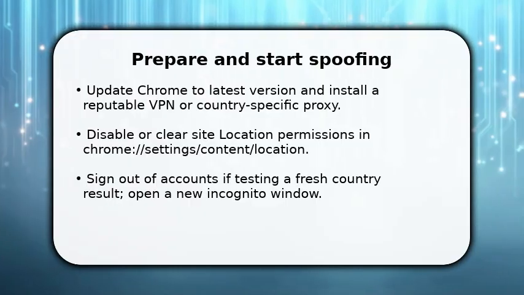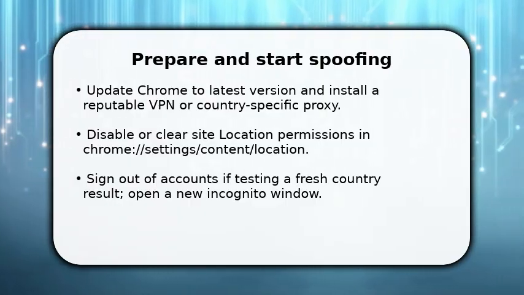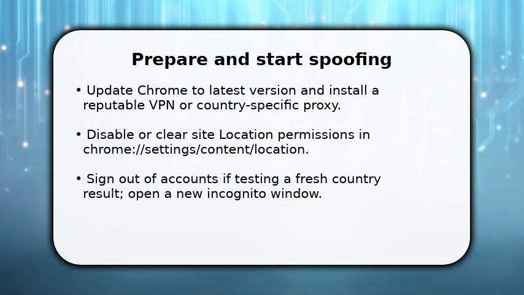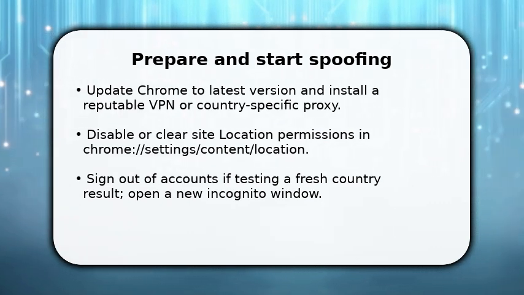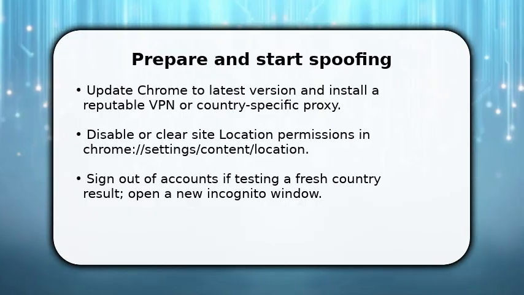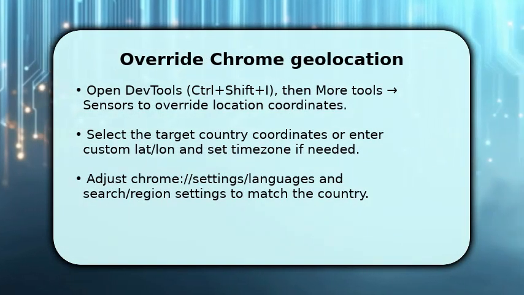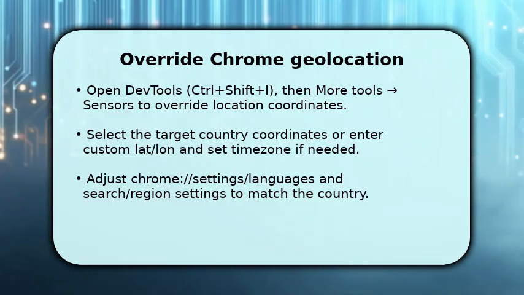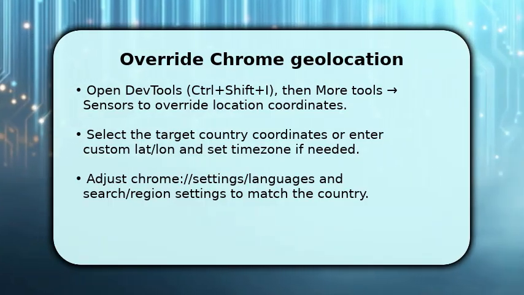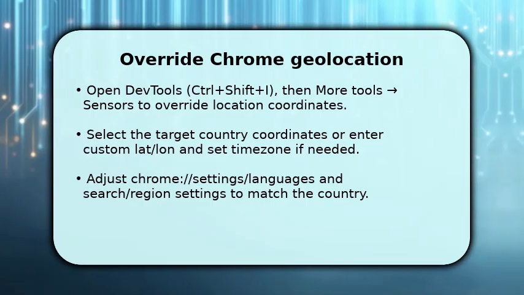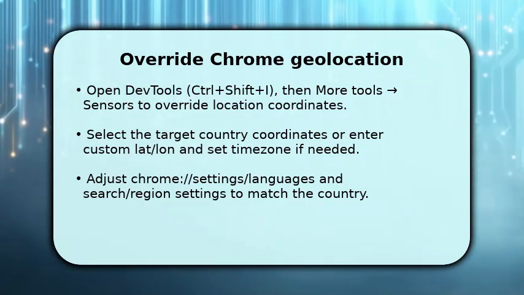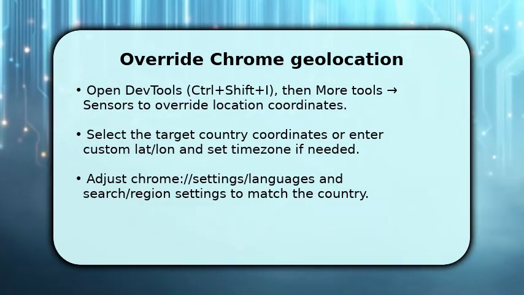Then open the site you want to change location for. You'll layer a browser-level override next to the VPN to ensure both IP and geolocation match the country. Once done with the VPN, you override browser geolocation in DevTools. Open DevTools and go to More Tools, then Sensors. Choose a preset or paste latitude/longitude for the city in your target country.